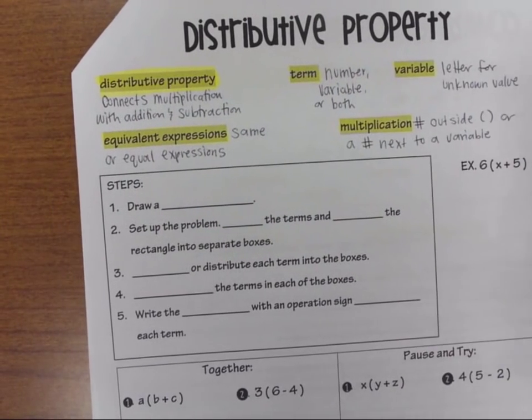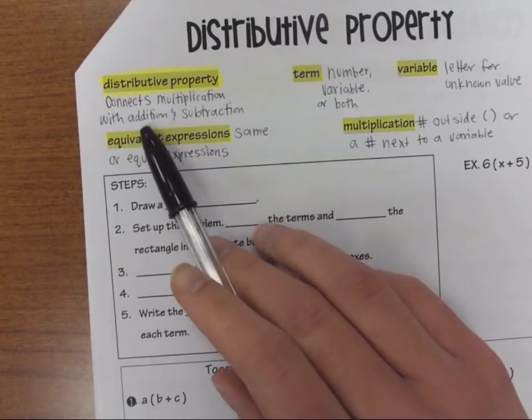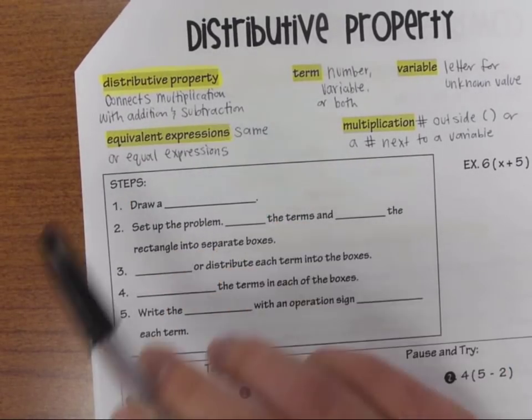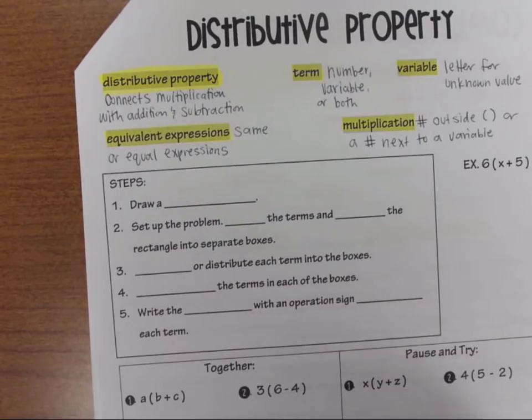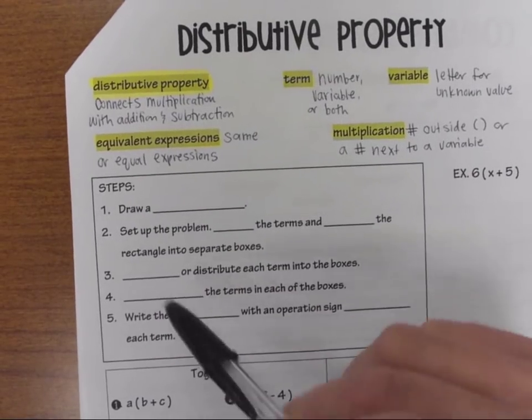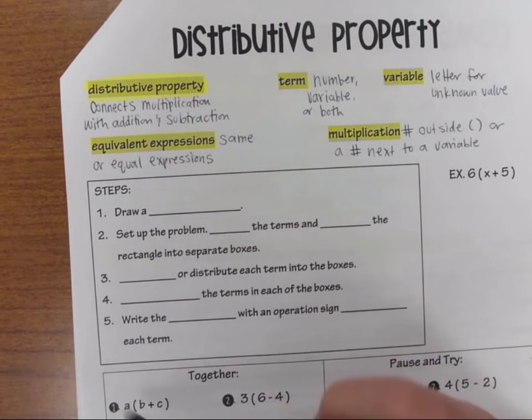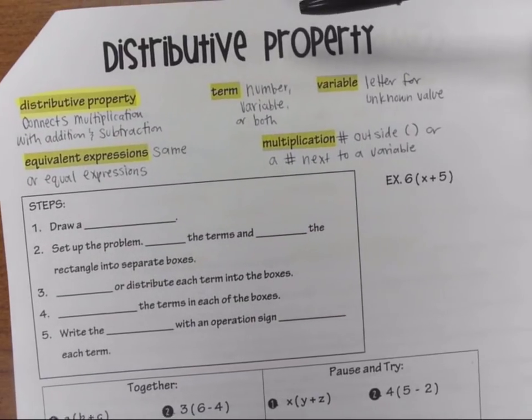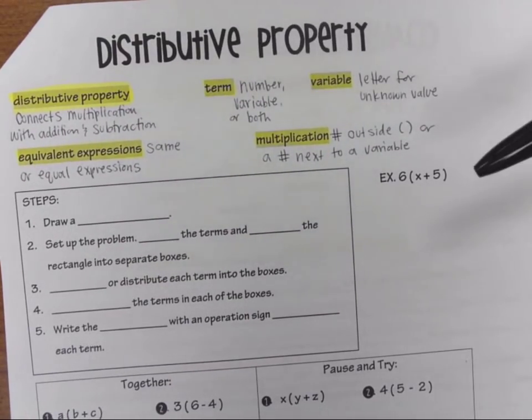So the distributive property, what it does is it connects multiplication with addition and subtraction. That might sound a little bit confusing right now, but we'll see an example of it in just a minute. So that's what it's doing, it's combining these two together. And to do that, we need a few pieces that we're going to look at.